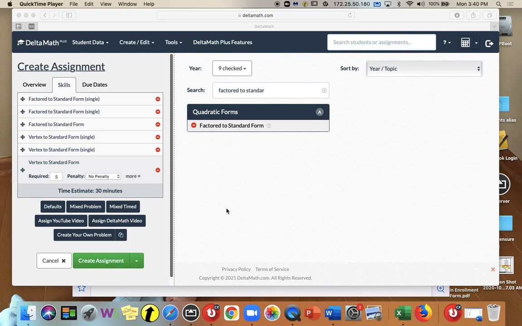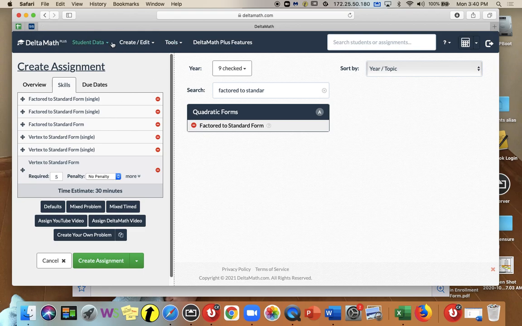We're going to review how to get to standard form from factored form and also vertex form. So in class, I'll have you log into Delta Math, and we'll have the same two example problems from factored to standard form and the same two examples from vertex to standard form. And then your assignment will be to do 5 factored to standard form on your own, and then 5 vertex to standard form on your own.